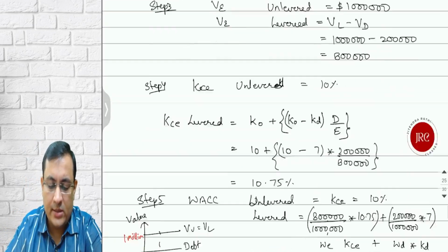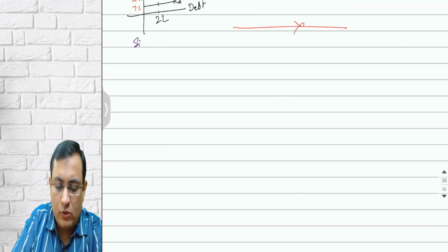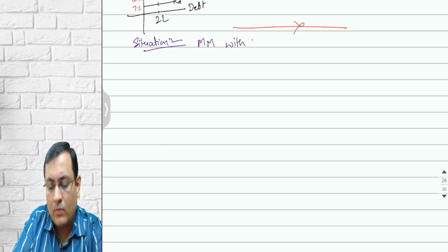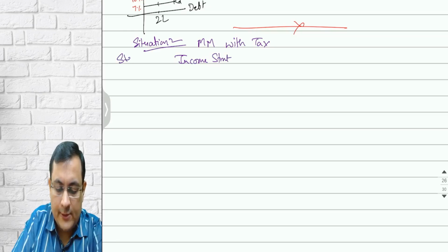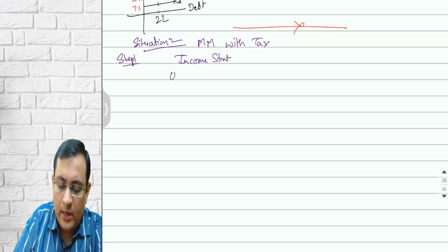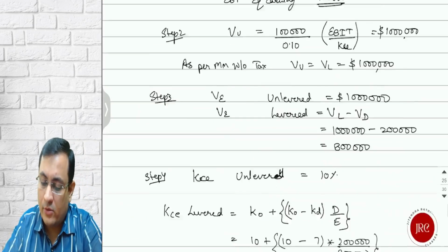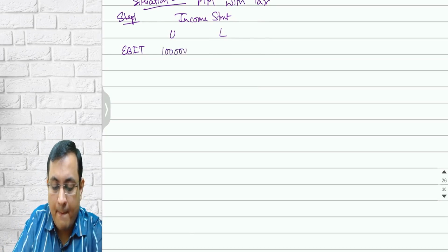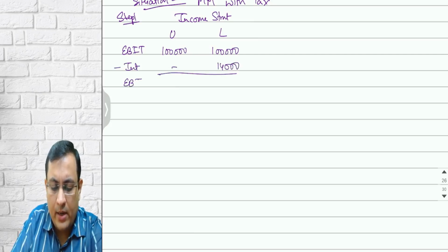Let's go for with taxation, the same steps. Situation 2, with tax. Again, go for the income statement. Step 1, unlevered and levered situation. My earning before interest and tax, that is free cash flow, I am going to get free cash flow of 1 lakh. 1 lakh minus interest in case of levered, 7% into 2 lakh is 14,000. You are getting EBT, earning before tax, of 86,000.